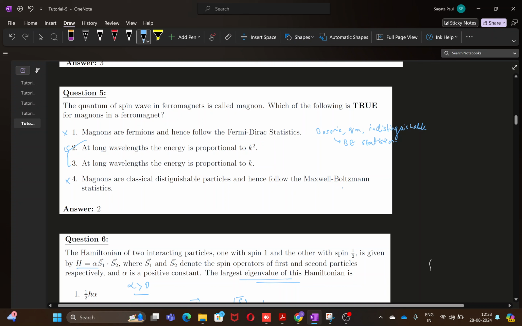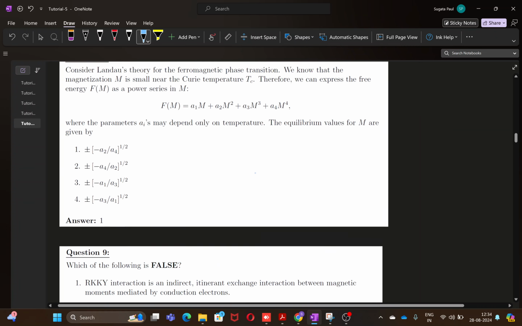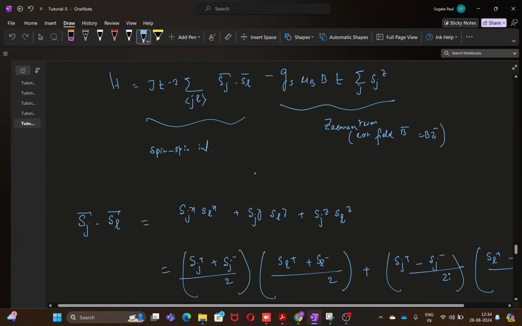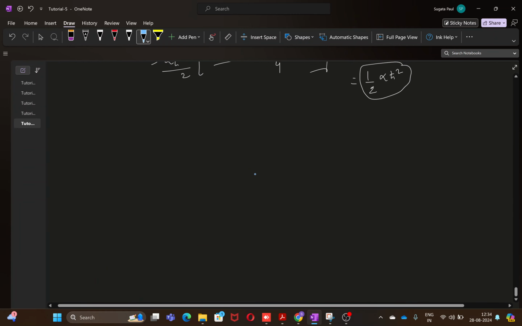Now between 2 and 3 we have to choose why 2 is the correct answer. For that we have to derive, at the long wavelength limit, that means at lambda tends to infinity, what is the energy dispersion relation, that means what is the energy relation with the wave vector k for the magnons. So this we have to calculate, then we will know why it is proportional to k square and not k. Okay, so let us go to the derivation of that.